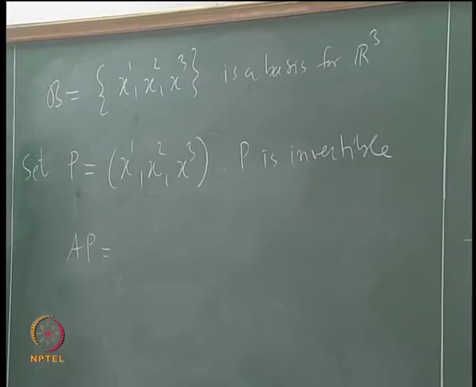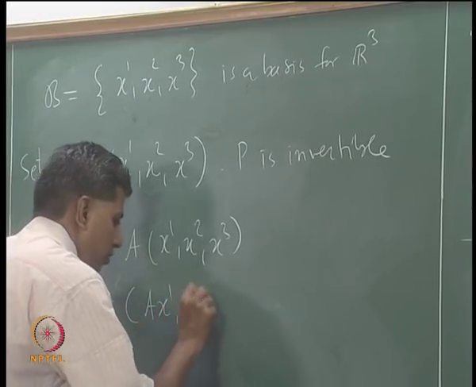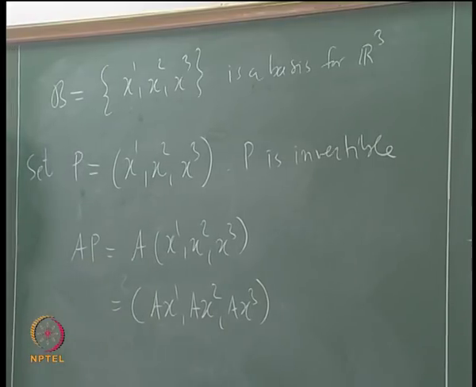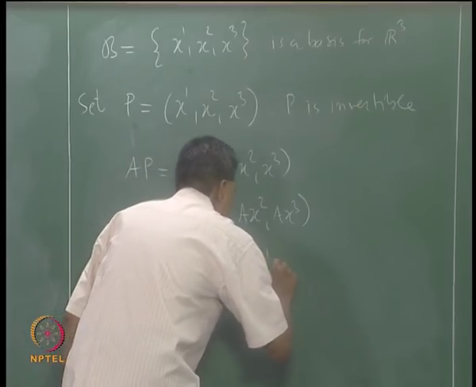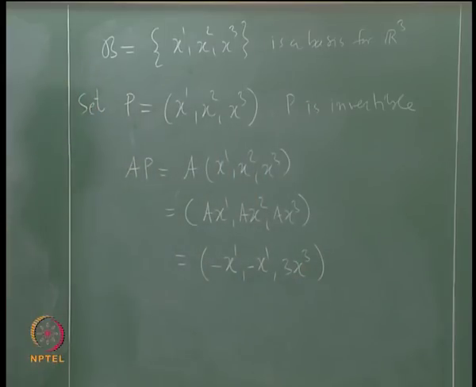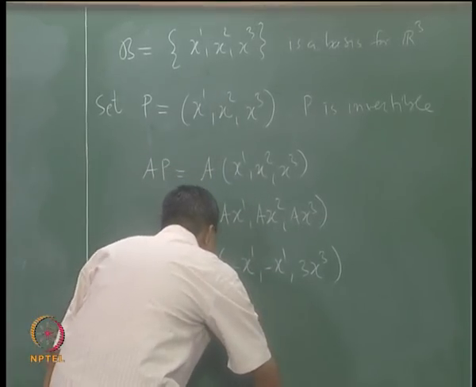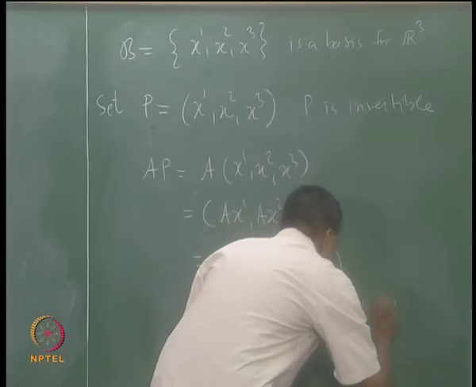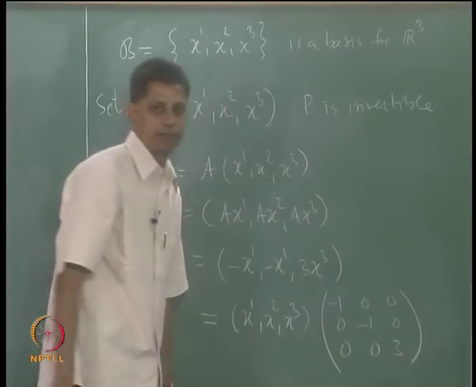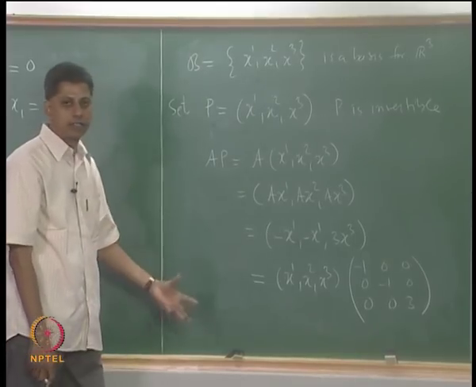We have done this calculation before. AP is A into x1, x2, x3. This A can be brought inside: Ax1, Ax2, Ax3. But x1, x2, x3 are the eigenvectors. So this is minus x1, minus x1, 3x3. Minus 1, minus 1 are the eigenvalues for the first two vectors. For the third one, 3 is the eigenvalue, right? Can I write this as x1, x2, x3 into minus 1, 0, 0, 0, minus 1, 0, 0, 0, 3? I can. Please check this. I can write it in this manner.